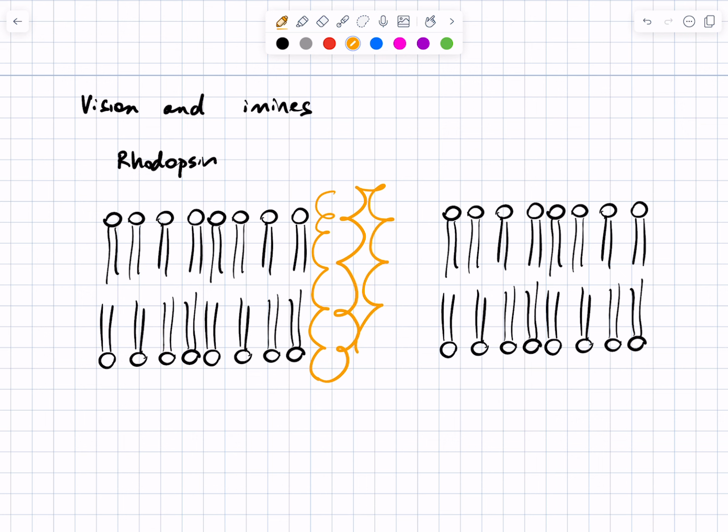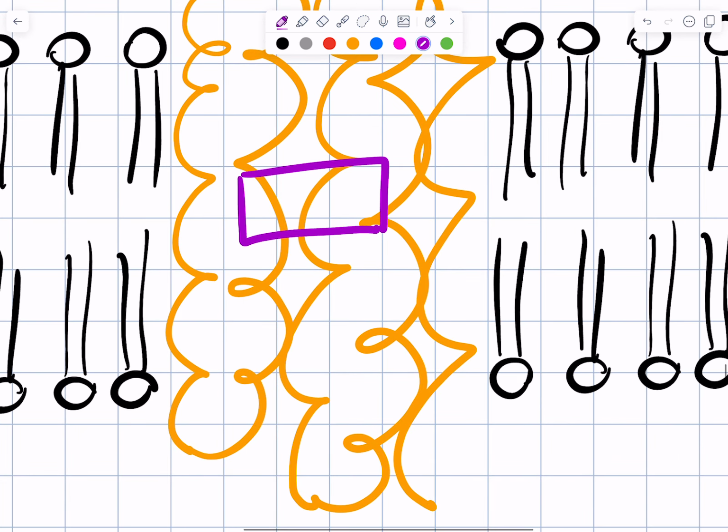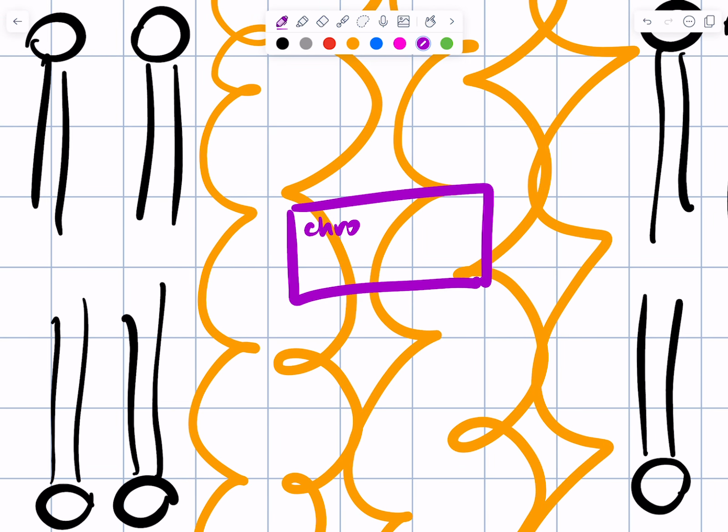There are several passes that the protein makes through the membrane. I'm just going to use squiggly lines like that. But deep inside, there is something which we're going to call the chromophore. This is the thing that absorbs light.